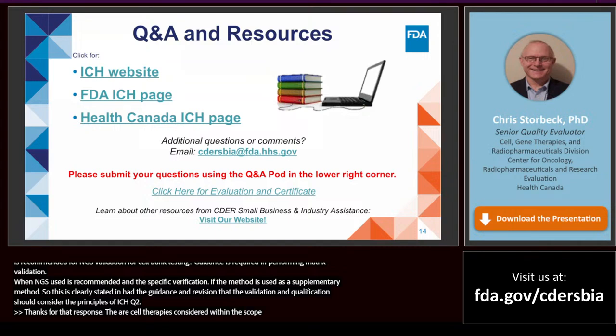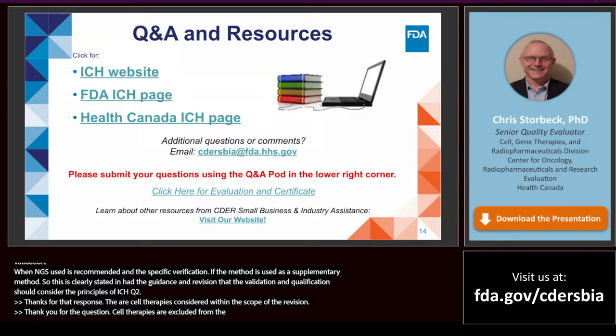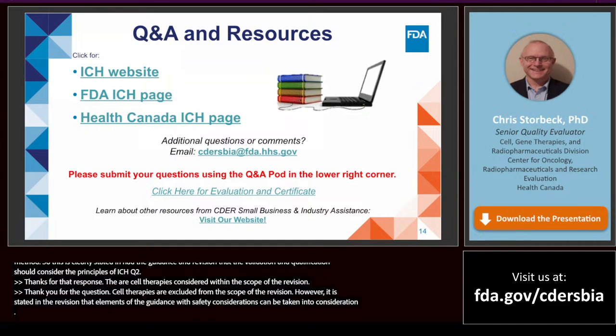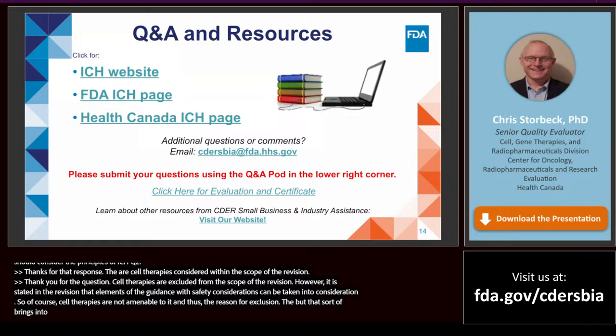So thank you for the question. Cell therapies are actually excluded from the scope of the revision. However, it is stated in the revision that elements of the guidance, such as biological starting or raw material safety considerations, can be taken into consideration. So, of course, cell therapies are not a therapy that's amenable to virus clearance, and thus the reason for its exclusion. But that sort of brings into prominence the other two pillars of virus safety, and they take on a more prominent place in the overall virus safety considerations.